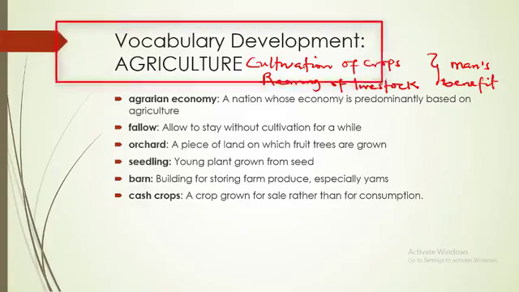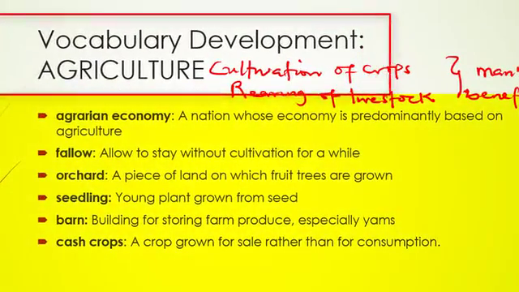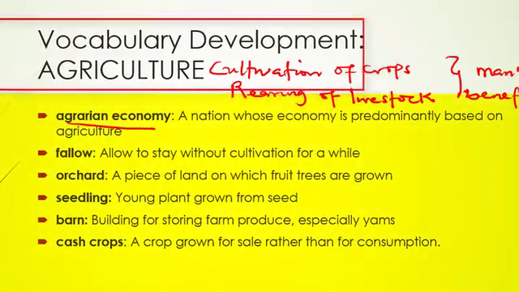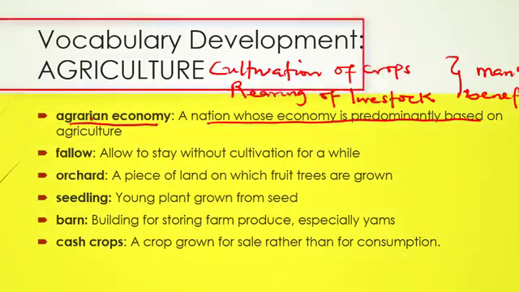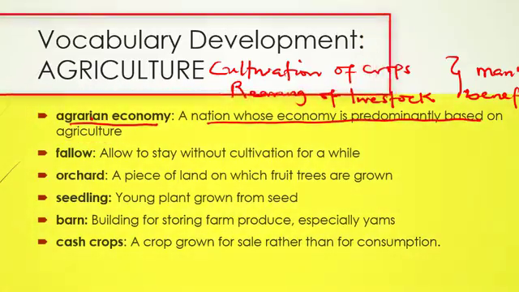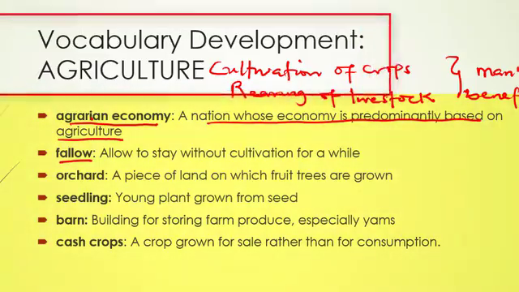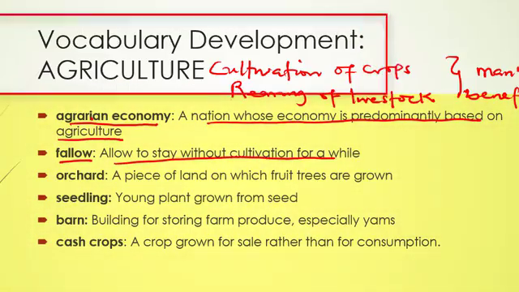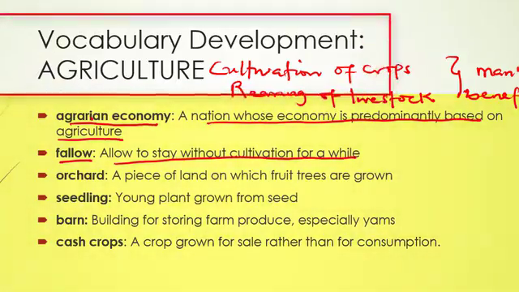So let's look at words associated with agriculture. We have the first one, agrarian economy. Agrarian economy simply means a nation that solely depends on agriculture. That is, their major source of revenue is agriculture. Then we have fallow. When you leave a land to fallow, it simply means you leave the land uncultivated for a while in order for it to replenish lost nutrients.